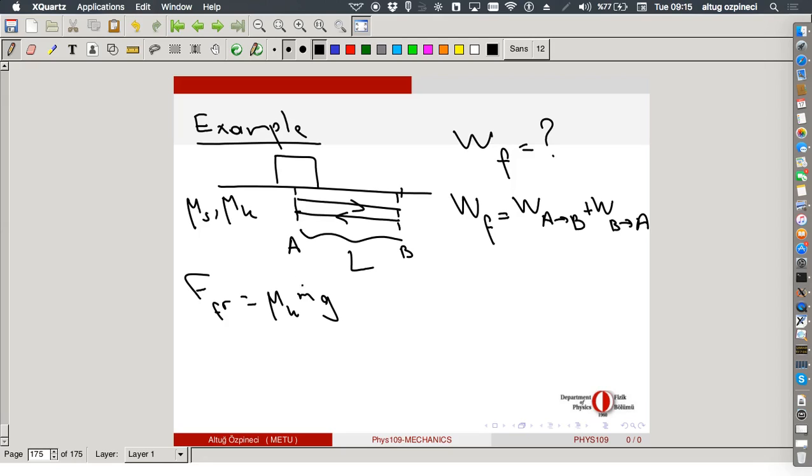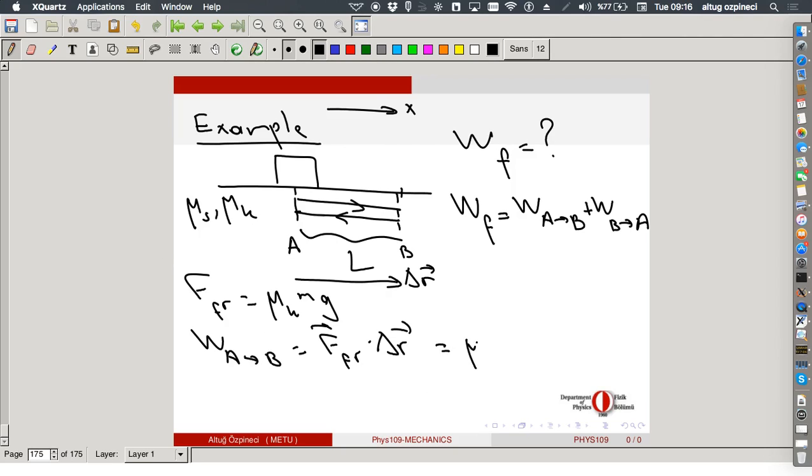Let's make some definitions. Let us call this vector from A to B delta R. Let us say this is our direction X. Now the work that we have done from A to B will be the friction force times delta R. The displacement is just delta R. The magnitude of the friction force is mu k mg. The magnitude of delta R is just L. What is the angle between the two?